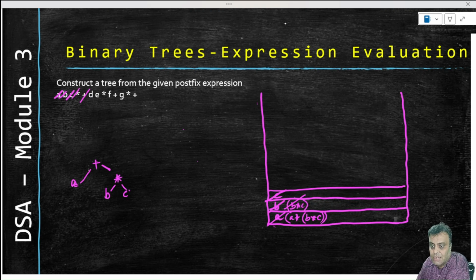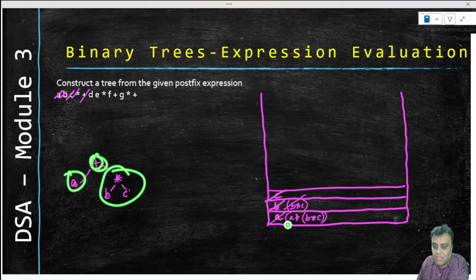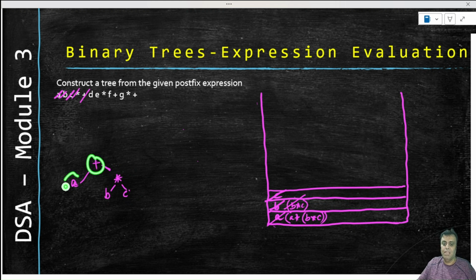So what we have done is, we are saying that this entire B star C, which was a number, is this, right? So this is one single unit. So one single unit with the plus and the A. So the plus will be in between A and that single unit B star C. So plus is in between A and B star C, right? So this way we are building the tree.